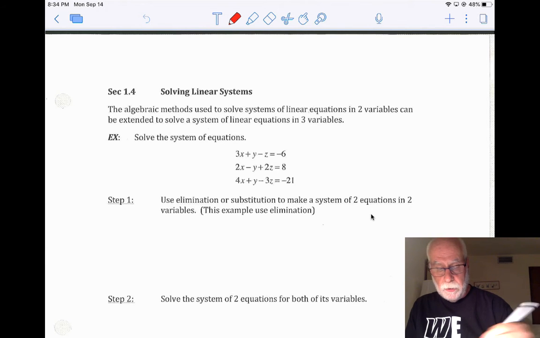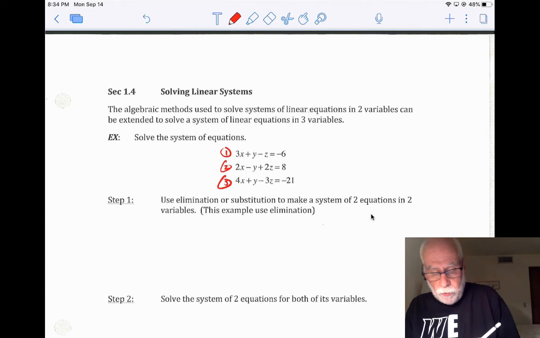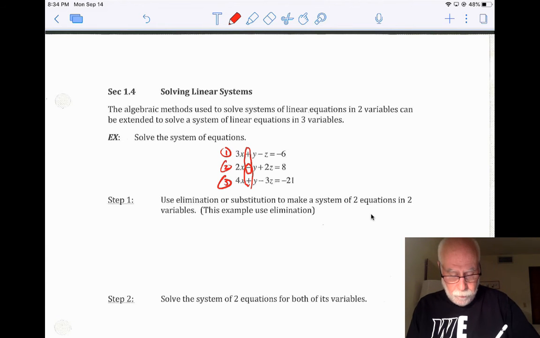So remember, I told you earlier today that we should label these 1, 2, and 3. And in this case, I said use elimination or substitution to make a system of two equations in two variables. And again, I told you with this one here, I was going to use elimination. With the second example, I used substitution. So on this one right here, again, remember I told you to look at this here. So look at those right there, and then those right there. So that kind of tells me I'm going to take 1 and 2. So I'm going to take 1 plus 2.